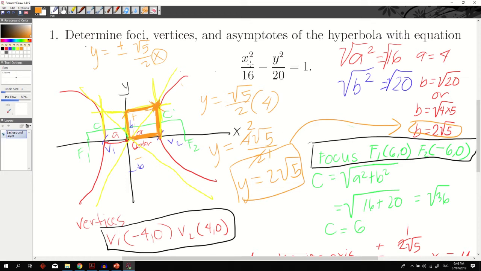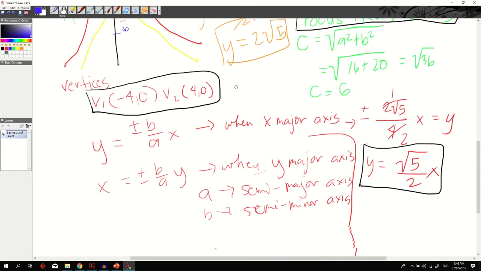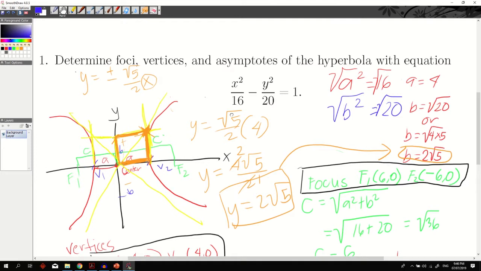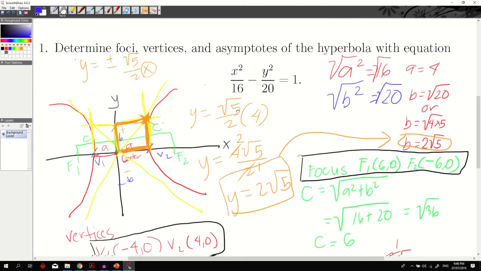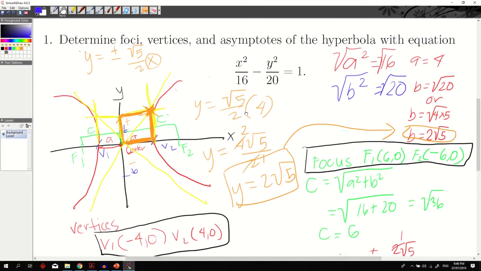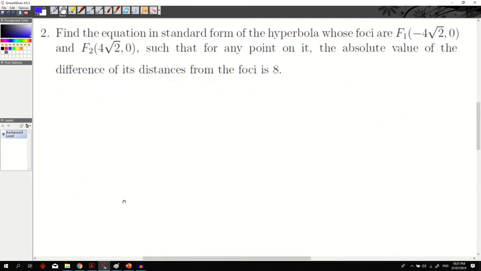Okay, so now you have knowledge of asymptotes and how to get the foci, vertices and asymptotes. We'll have more exercises to focus your mind. So okay, let's try some exercises.